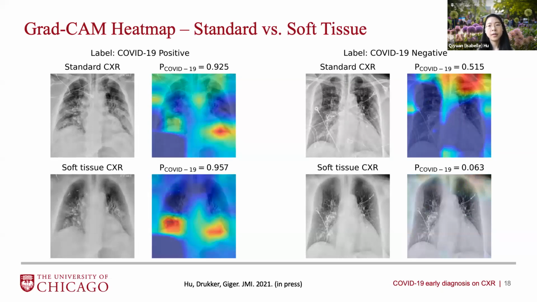However, in these two examples, also a positive and a negative, they both show activations in the shoulder region on the standard images, which in the negative example led to a false positive prediction. Whereas in the soft tissue images, the bones were removed and the shoulder region was not influential to the model prediction. In both cases, the soft tissue model yielded a more accurate prediction.